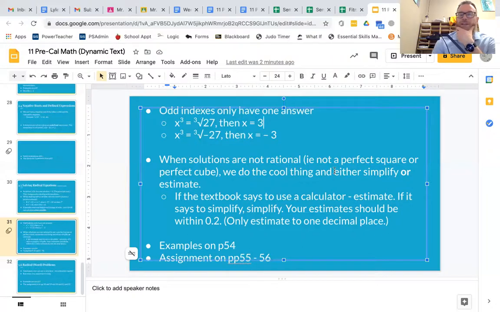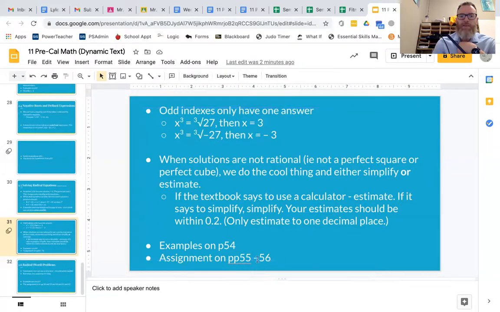When solutions are not rational, for example they're not a perfect square or a perfect cube, we either simplify or estimate. The textbook says use a calculator. No, we're not going to do that. Estimate. If it says to simplify, simplify. If it says to use the calculator, estimate. Your estimates should be within around 0.2. Only estimate to 1 decimal place. The textbook with the calculator says 2 decimal places. Just go to 1. Examples are on page 54. The assignment is on pages 55 to 56. So I'm going to do some examples with you. That's on page 54.